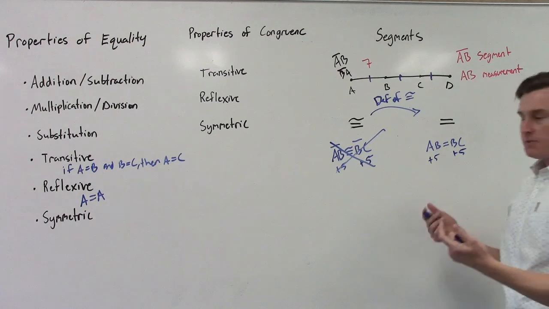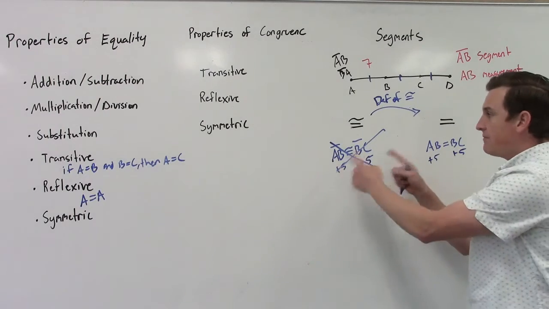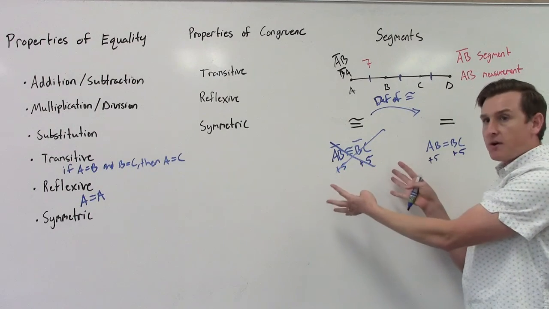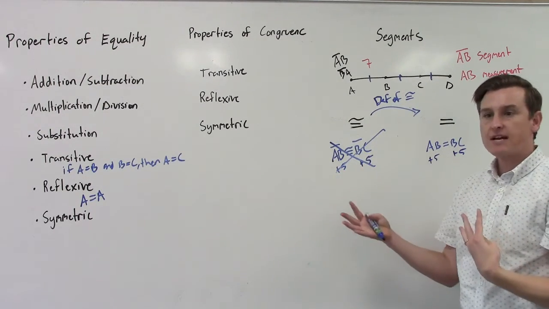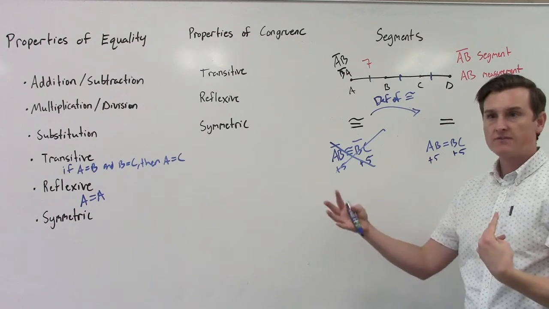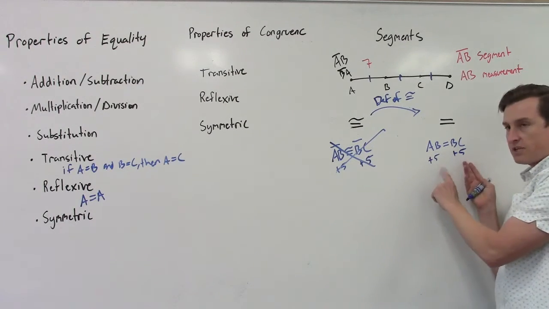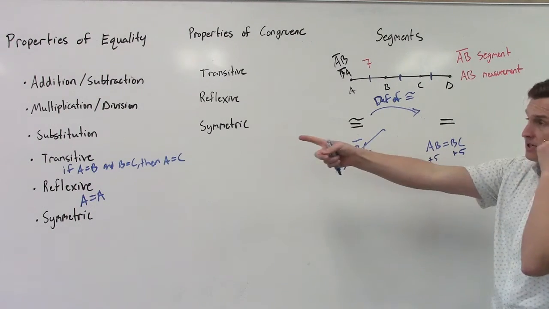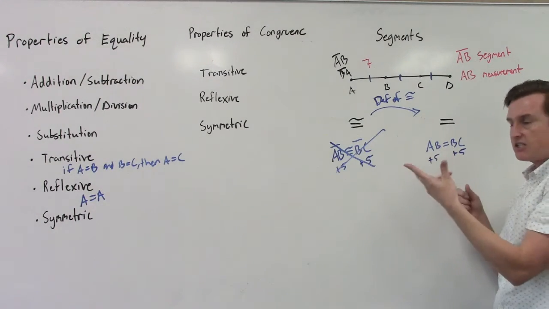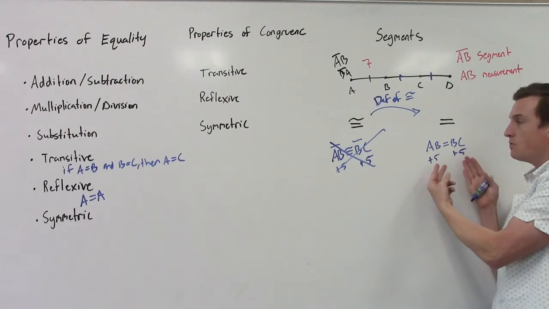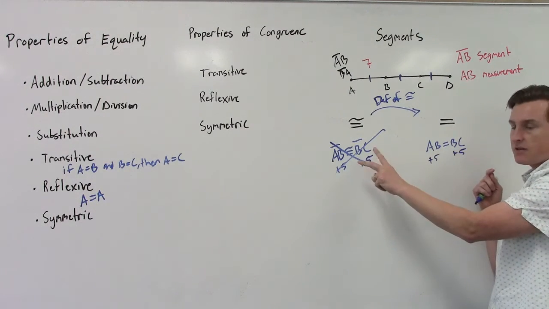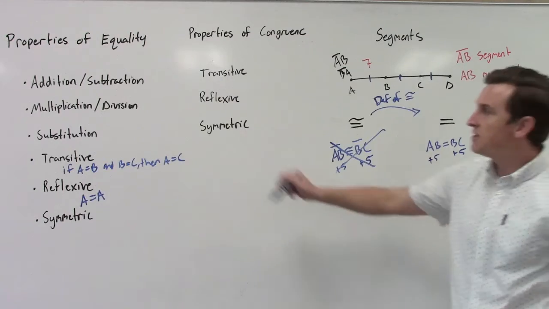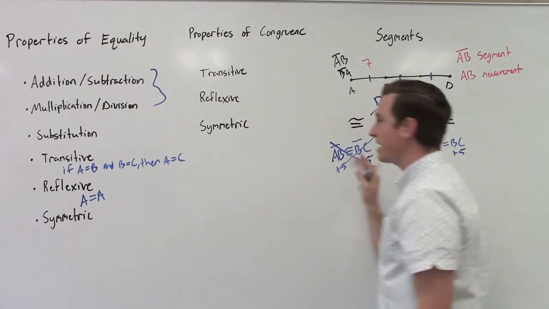So the same is true for multiplication and division. I can't multiply both sides by the same number in congruence. 5 times segment is congruent to 5 times segment doesn't make sense. But if we're talking about measurements, we can do that. So we can only use properties of equality, multiplication, division, addition, subtraction, if we have an equal statement with measurements, not with a congruent statement. So these are actually all going to be kind of a similar idea.